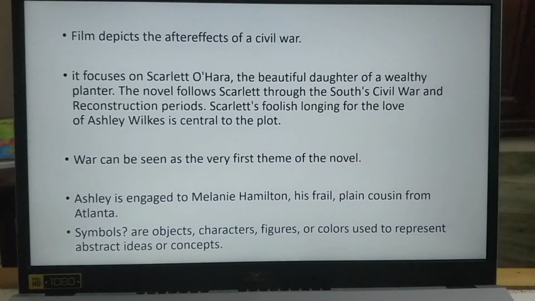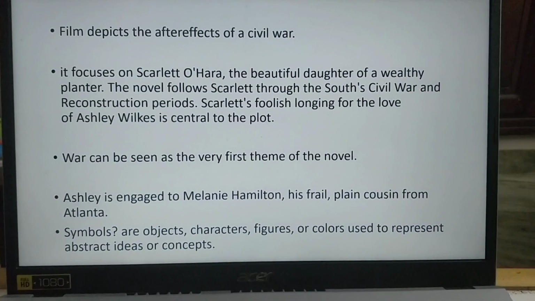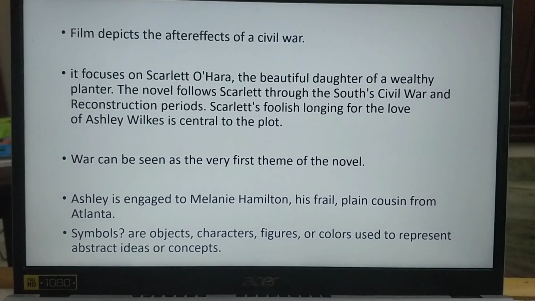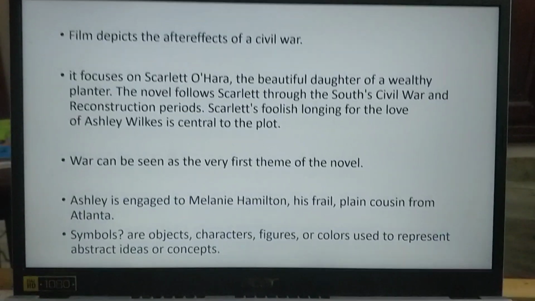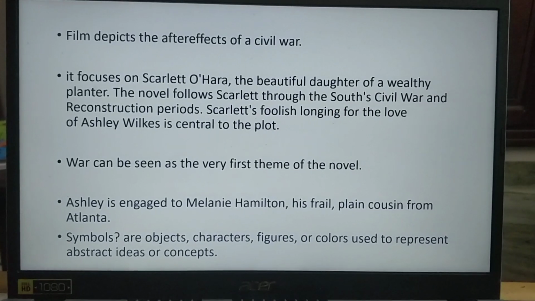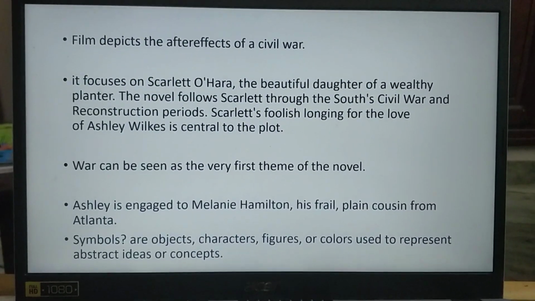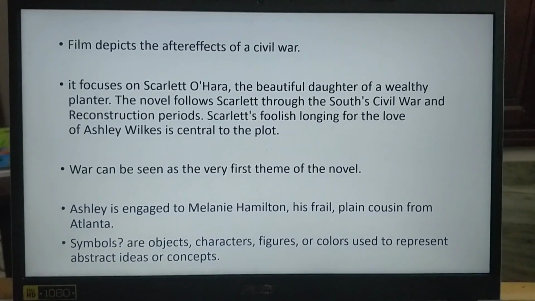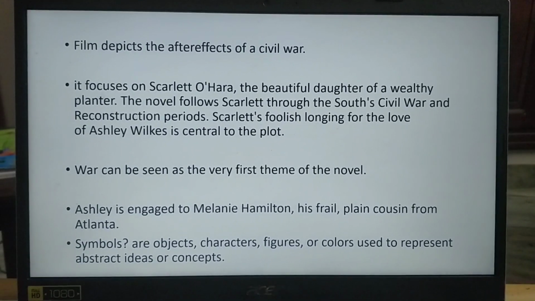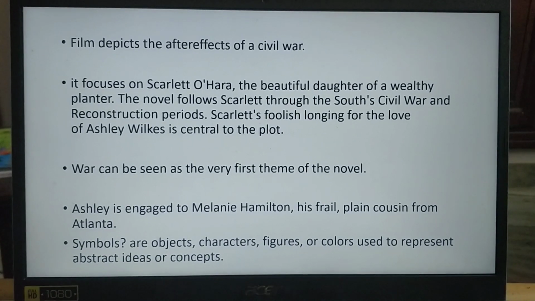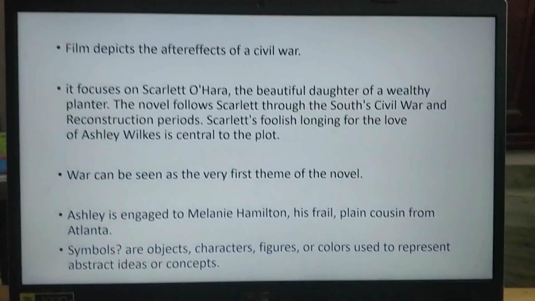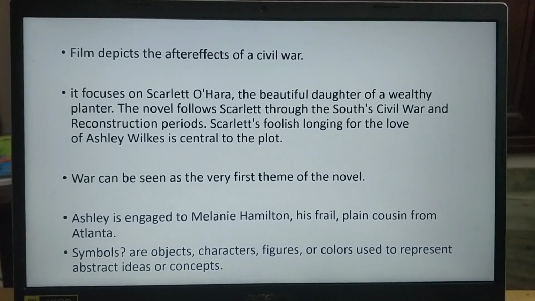Now, it focuses on Scarlett O'Hara, the beautiful daughter of a wealthy planter. So we have a plantation owner here, and he has a few slaves, and one of the slaves' name is Big Sam. Now, the novel follows Scarlett through the Civil War and Reconstruction periods. Scarlett's foolish longing for the love of Ashley Wilkes is central to the plot.